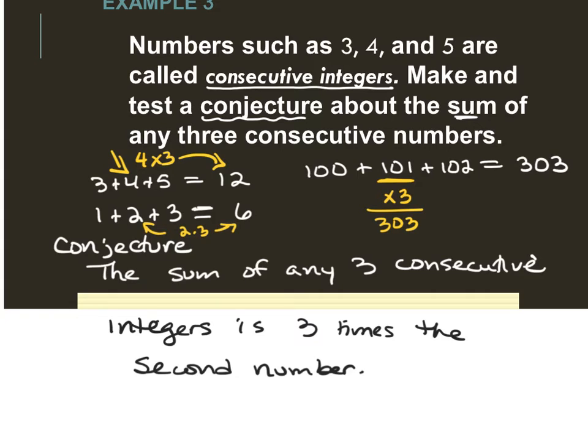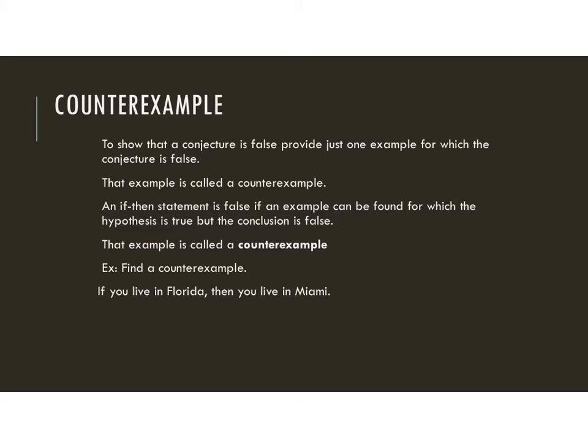What a counterexample is. A counterexample is something that would show that a conjecture is false. All you need to do is provide one example for which the conjecture is false, and when we can come up with that one example, it's called a counterexample. An if-then statement is false if you can find an example for which the hypothesis is true and the conclusion is false. Again, that example is called a counterexample.